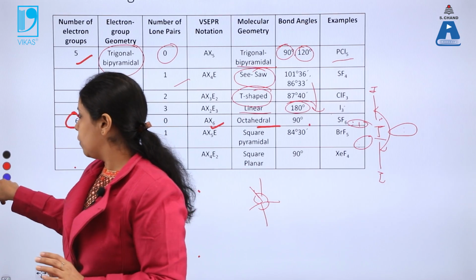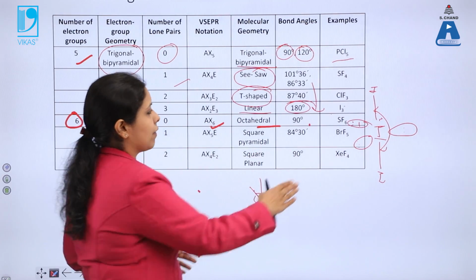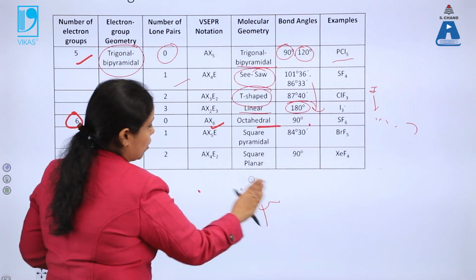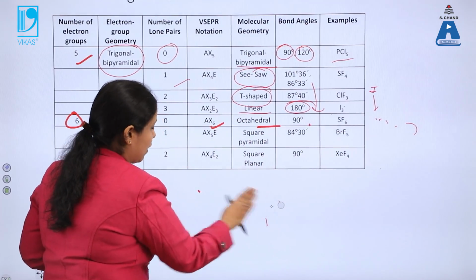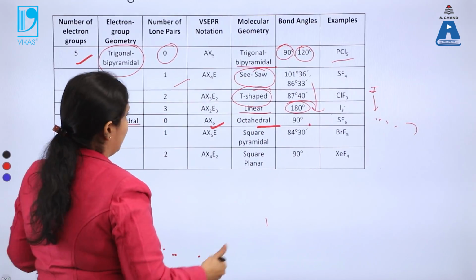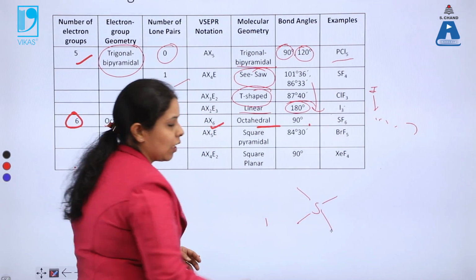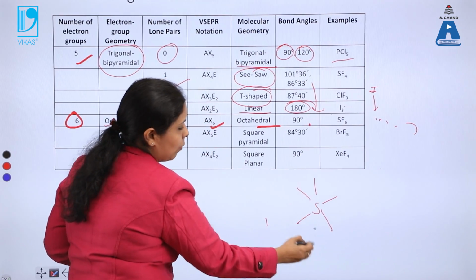So for example, if I consider the example of SF6, then an octahedral complex will be formed. How are octahedral complexes formed? That is easy for you to know. Sulfur is there and 4 fluorine are in one plane, one above the plane, one below the plane.